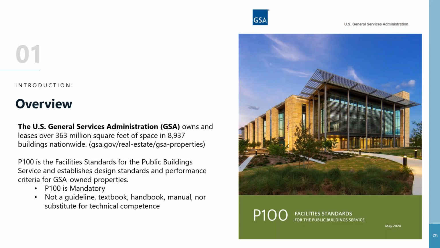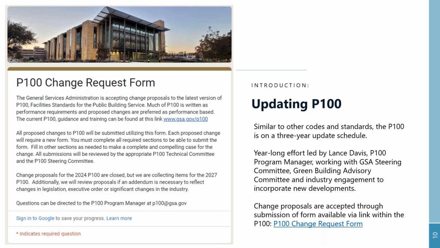So launching into it, the P100 is the facility standard for all GSA-owned real estate. It is a mandatory standard. It's not just good ideas, guidance, but it is to be used with governing codes and standards. The whole updating process is on a similar cycle to our typical codes and standards, this 3-year publication cycle, but the actual process of updating the standards is a year-long process.